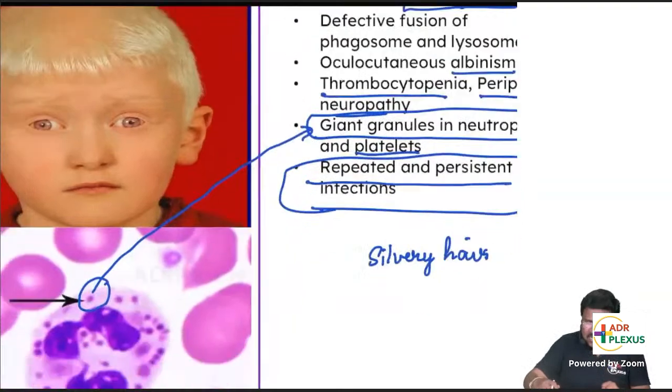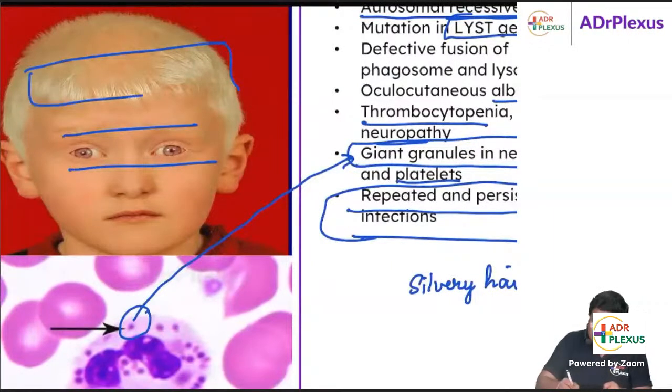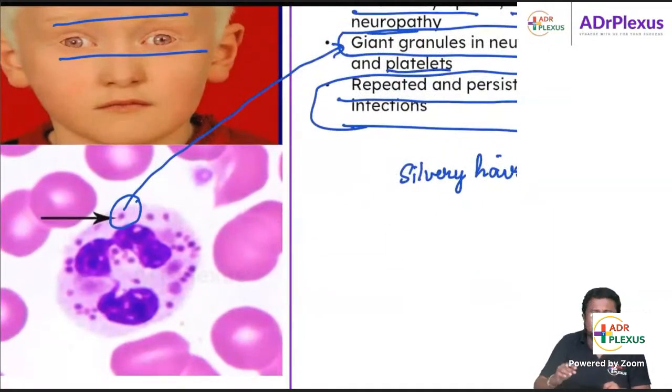So let us take, if you can see this, a child with oculocutaneous albinism, silvery hairs, and giant granules in the platelets and neutrophils, think of Chediak-Higashi syndrome. So let us take this opportunity to quickly revise the cellular events.